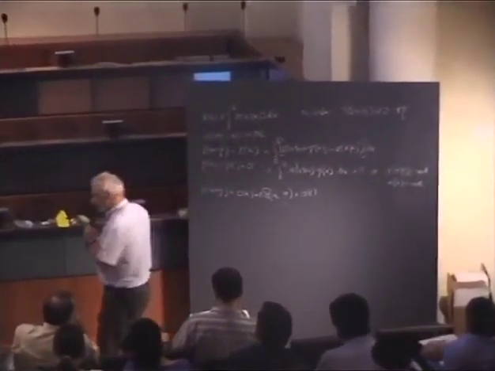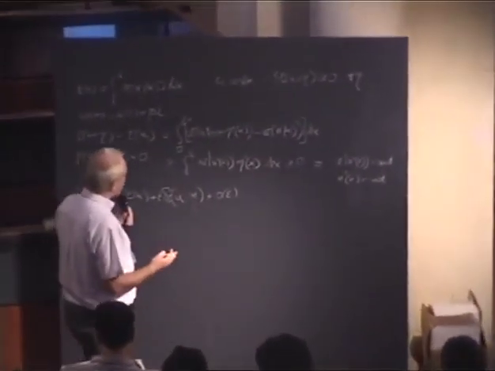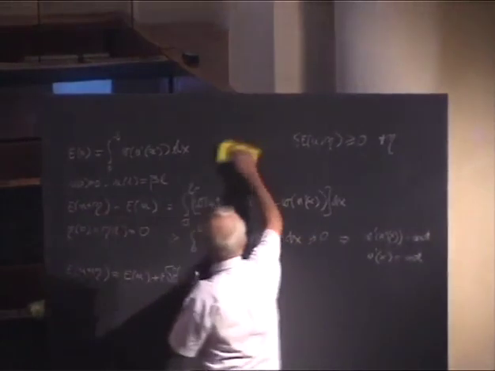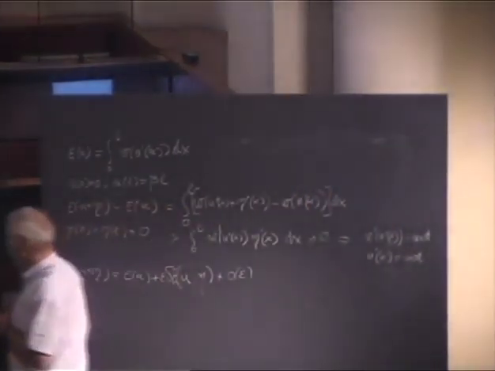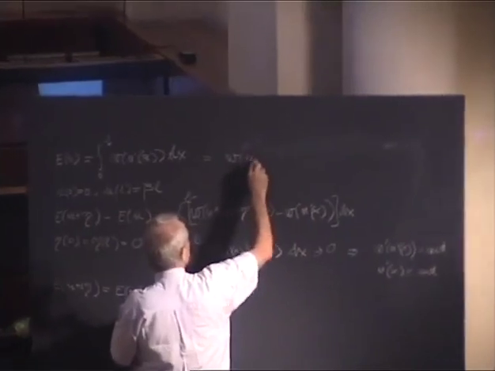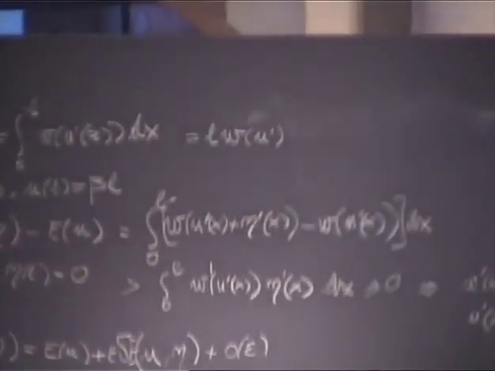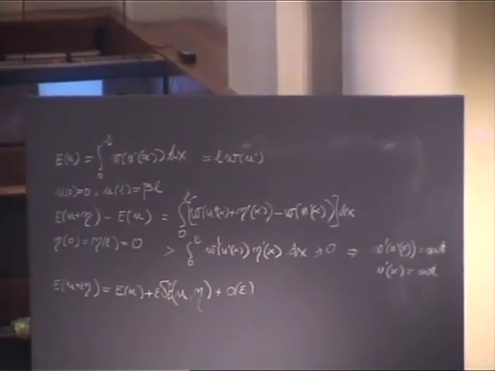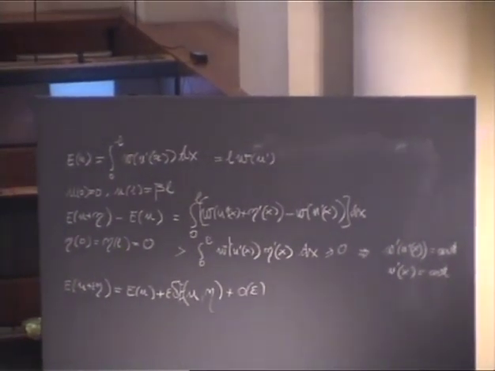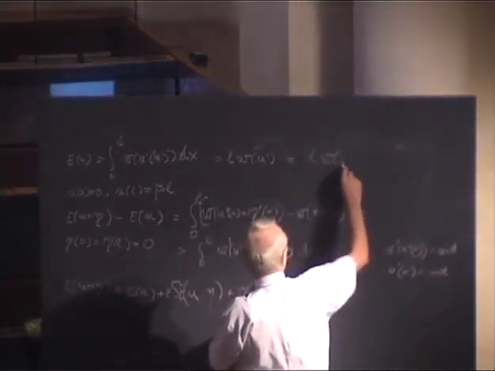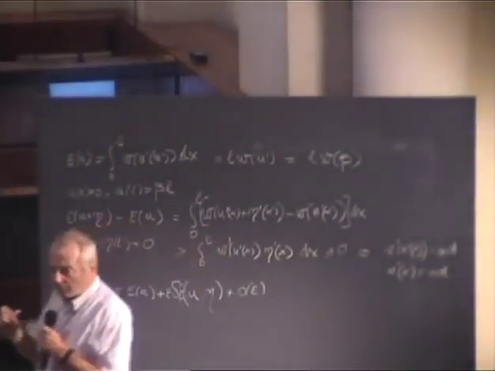Okay? So at this point, we can simplify our definition of the energy, because since this is a constant, we can write the energy as simply this constant, W of U prime, multiplied by L. And which is the value of U prime? This is also very simple. We can read it from here, because if U prime is a constant, U prime is equal to beta. So the answer to our problem is that the minimizer of this energy is the homogeneous deformation with U prime equal to beta.